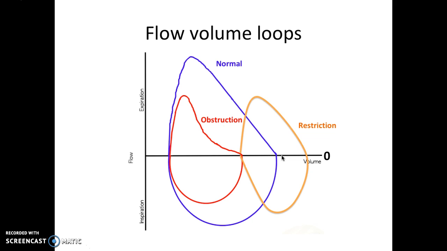Just to remind you, in a restrictive lung pathology, what we see is a reduced amount of maximal volume they can get in. So where we're starting at the end of an expiration, they're inhaling as much as they can, but you can see it's a much lower volume.